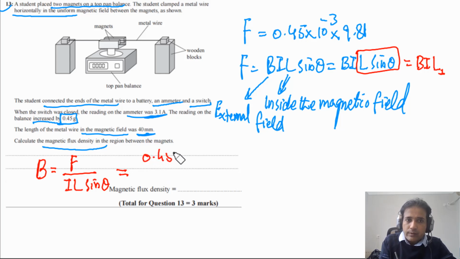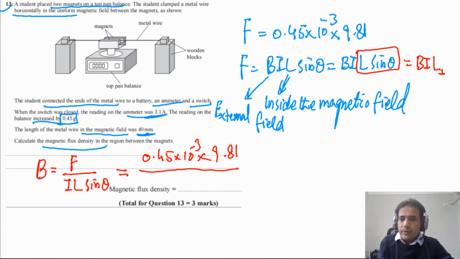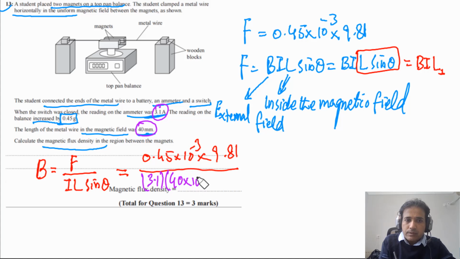So this one is the force. Now we have the value of the current passing through the wire, that is 3.1 ampere, and the length of the wire in the magnetic field is given, that is 40 millimeter, 40 times 10 to minus 3, and sine of theta, sine 90 is 1. So let me rewrite here.